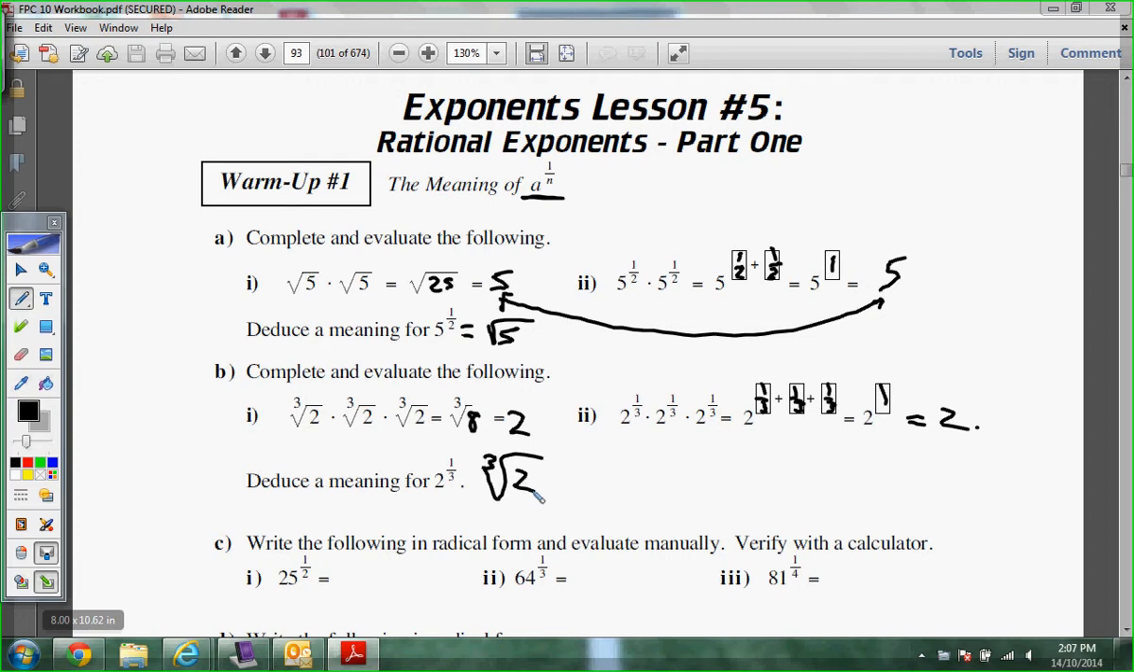Now, wait a second. Let's just make sure we remember square root, what's up here? A 2. So are we seeing the connection? 1/2 for square root, 1/3 for cube root.